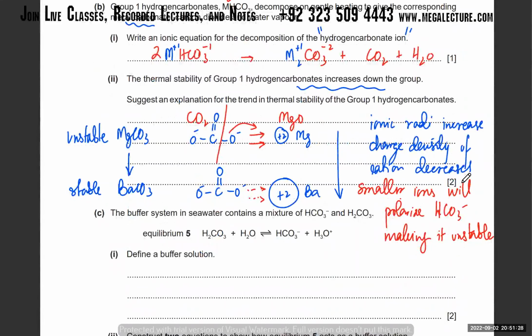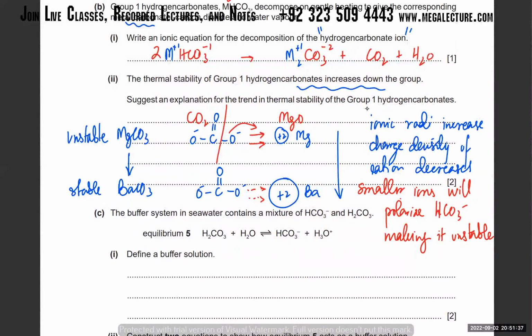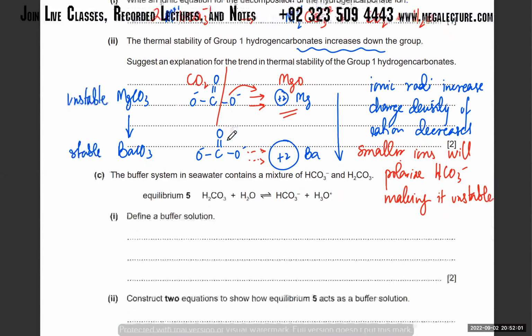So that's about that. And remember, this one is a very typical question as well. Why does the stability increase down the group? So it's a very typical question where you have to answer that. You've got a smaller ion. Smaller ions have greater charge density, and therefore they have a higher polarizing power, and they're going to polarize the bonds in the carbonate ion. Right? Is this clear?